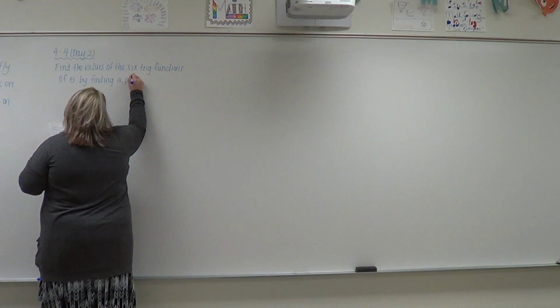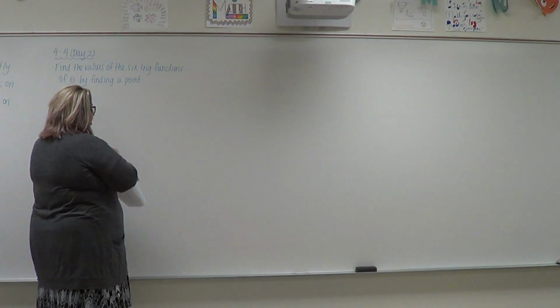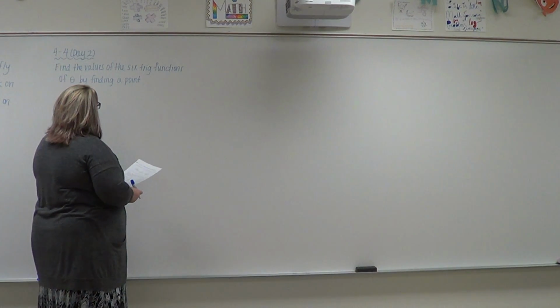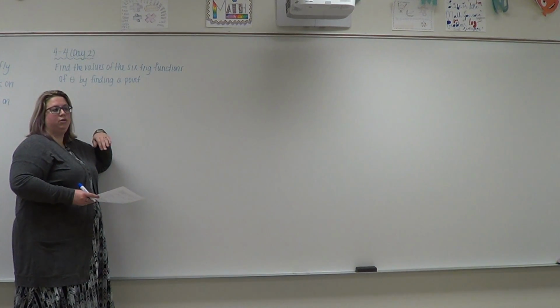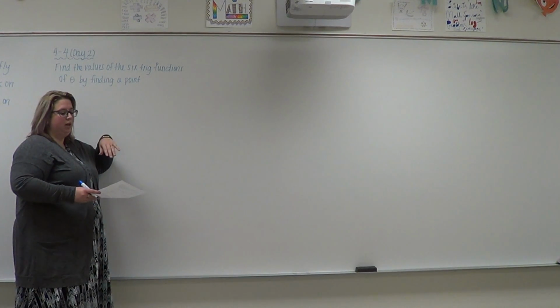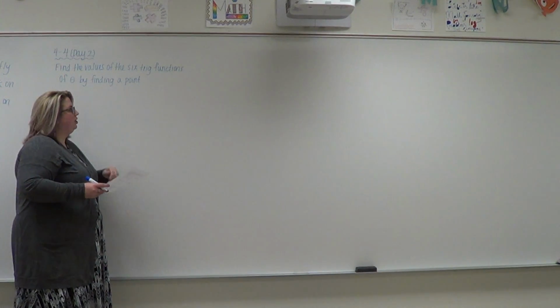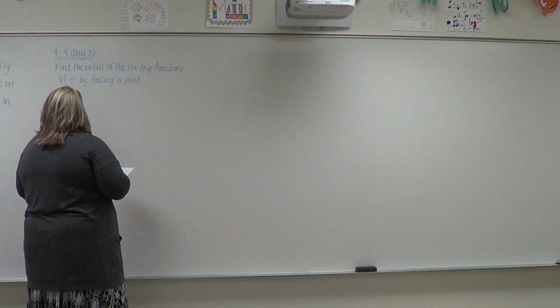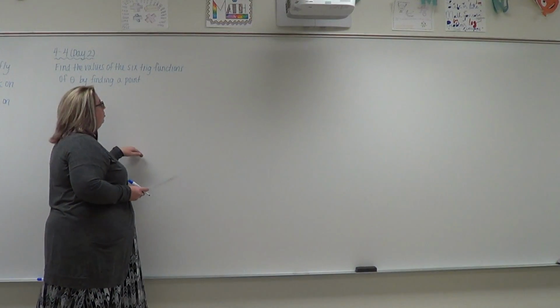Okay, so today we're going to talk about basically a continuation of what we did yesterday. So we're going to talk about what do we do when things are not on the unit circle exactly, but we still have a point. And we're also going to talk about something new, which is reference angles, and just kind of review some things, like how to use your calculator and unit circle stuff.